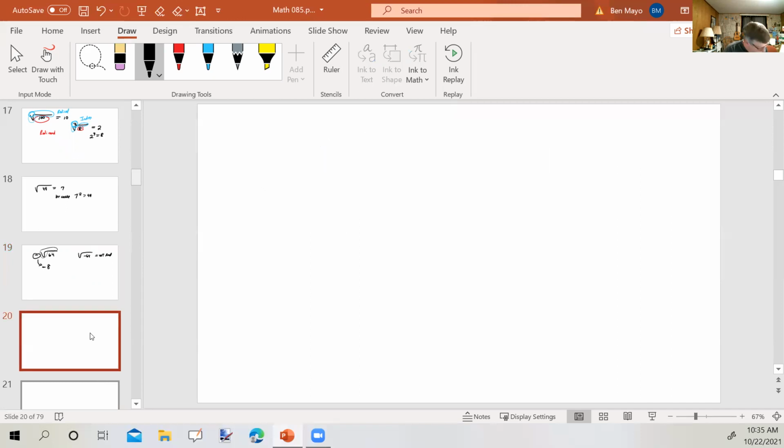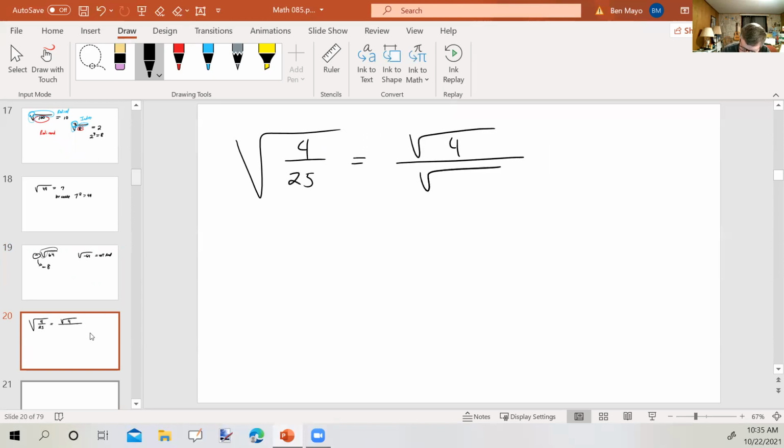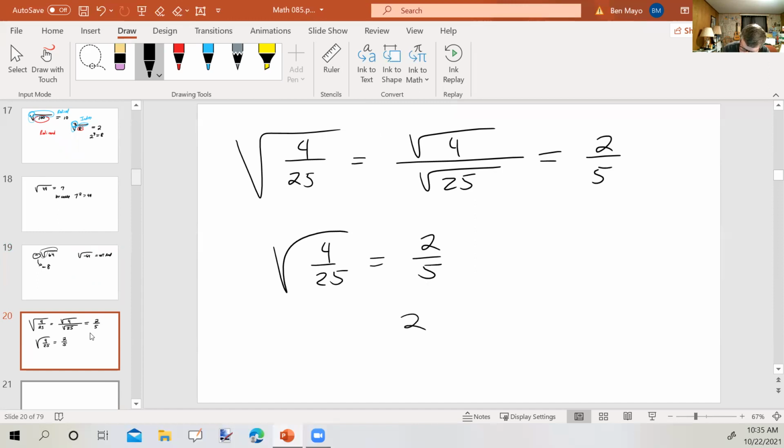Let's see. Suppose we have a fraction under a radical. We could separate the numerator and the denominator under separate radicals, and we'll talk more about this later. The square root of 4 is 2. The square root of 25 is 5. So the square root of 4/25 is 2/5, because 2/5 squared is 4/25.